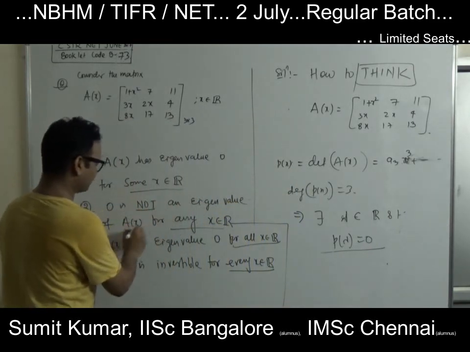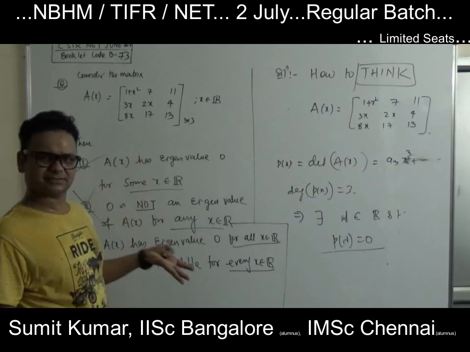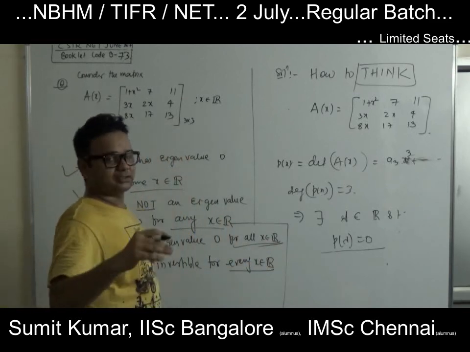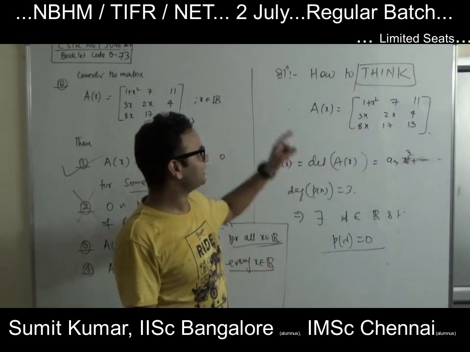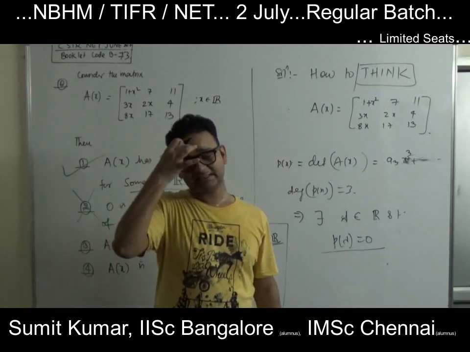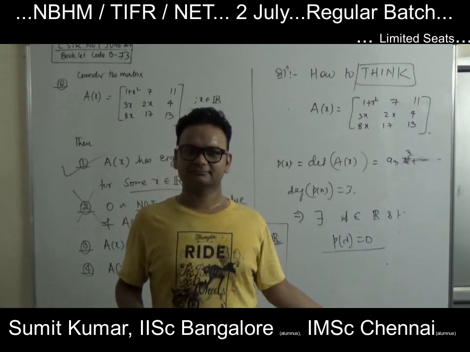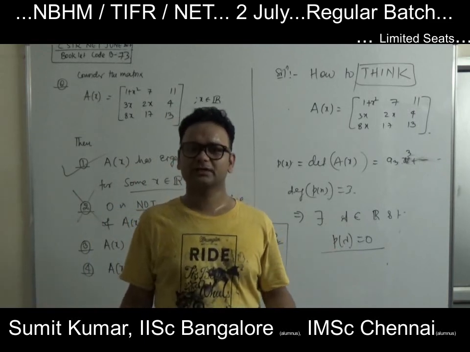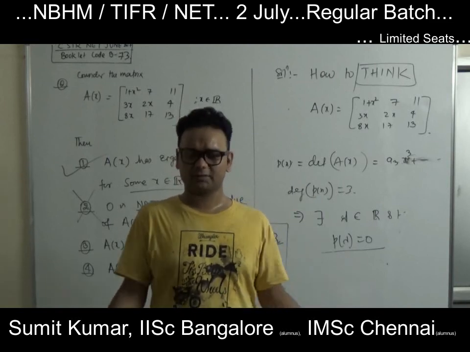0 is not an eigenvalue of Ax for any x. It's false. This is the negation of that. Ax has eigenvalue 0 for all x is also false. They are saying that it doesn't matter which x you pick, 0 is always an eigenvalue. This means the determinant of Ax is going to be 0 for all x. It means a 3rd-degree polynomial vanishes for all x, that it has infinitely many roots, that every real number is a root of a 3rd-degree polynomial. Is it possible?